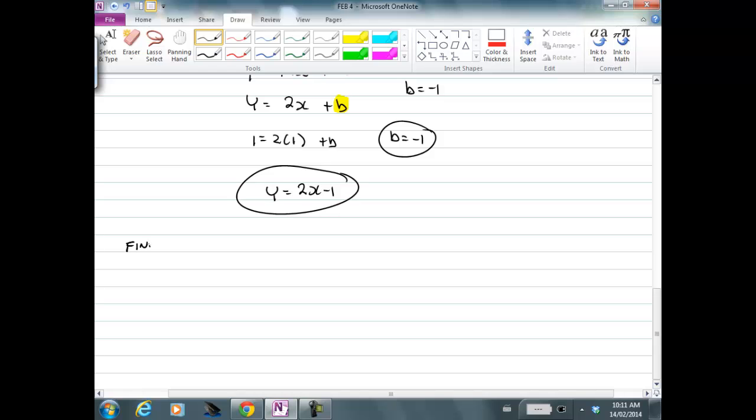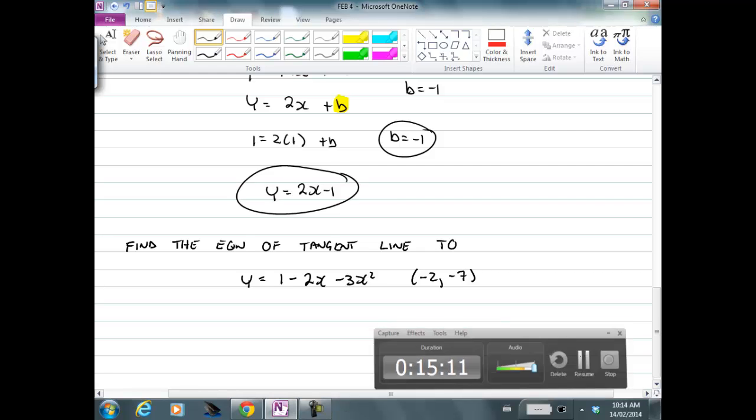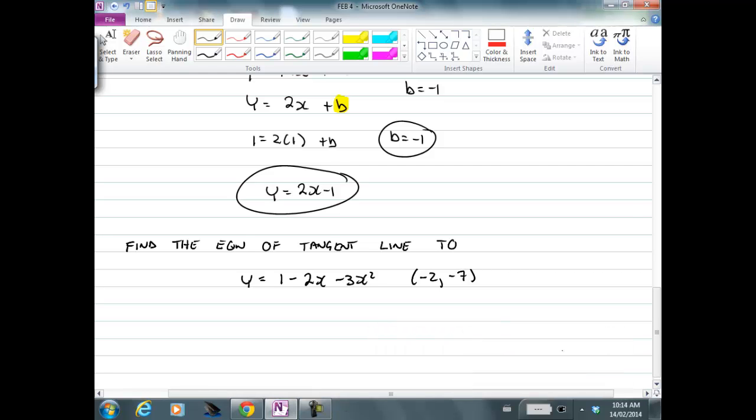Find the equation of the tangent line. y equals 1 minus 2x minus 3x squared at the point -2, -7. I'm going to pause it for a second, and I'm just going to let you try it out. So I'm just going to start off slow, and then I'm going to give you a chance.